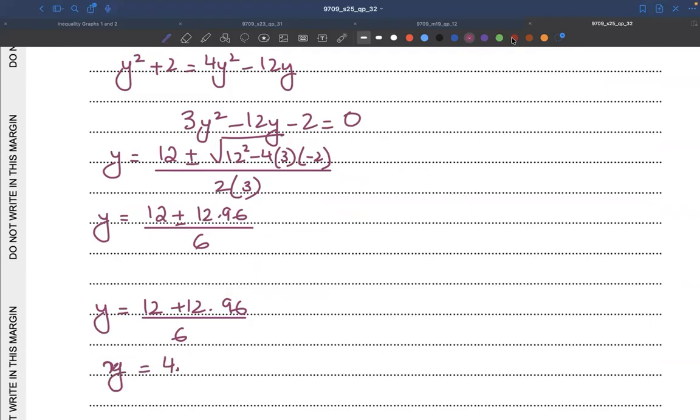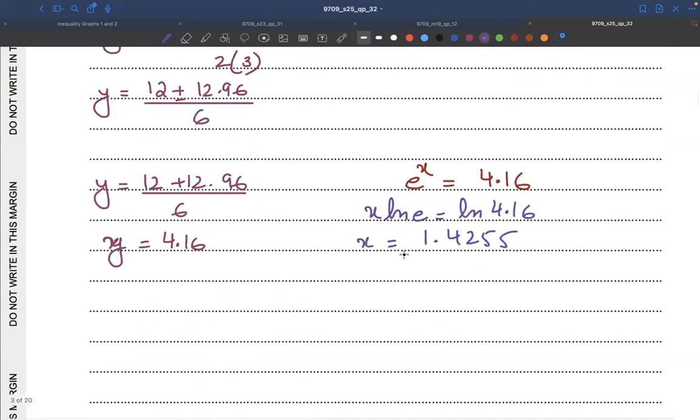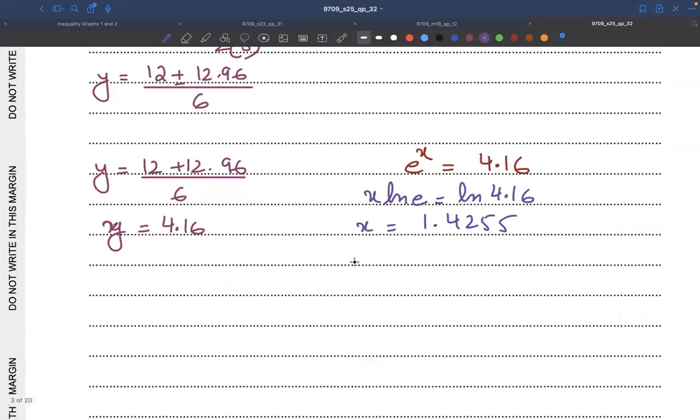And finally, we know that e^x = y. So we can write e^x = 4.16. Introducing ln on both the sides, we'll get x ln e = ln of 4.16. Substituting this in the calculator, we'll get 1.4255. So x would be equal to 1.4255. And as we have to give our answer to 3 decimal places, the final answer will be 1.426.